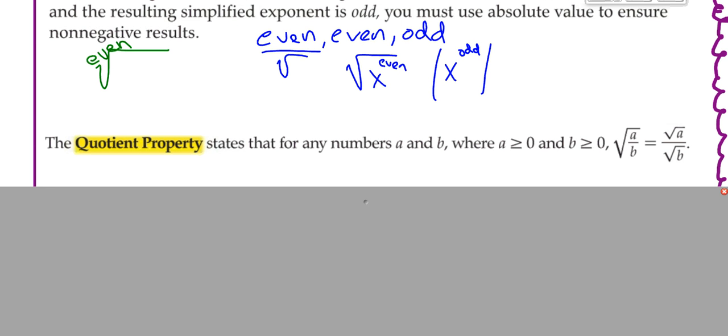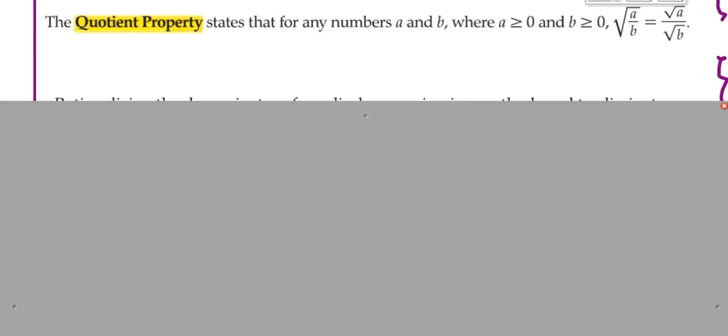And the quotient property states that for any numbers a and b, where a is greater than or equal to 0 and b is greater than or equal to 0, the square root of a over b is equal to the square root of a over the square root of b. So we can take a fraction that's under the radical and we can change it so both the top, the numerator, and the bottom, the denominator, have their own radicals as we go.